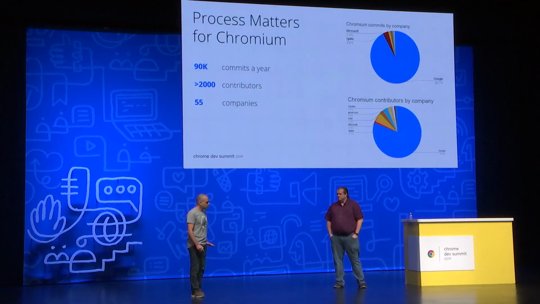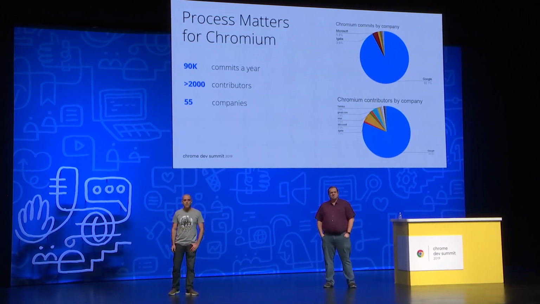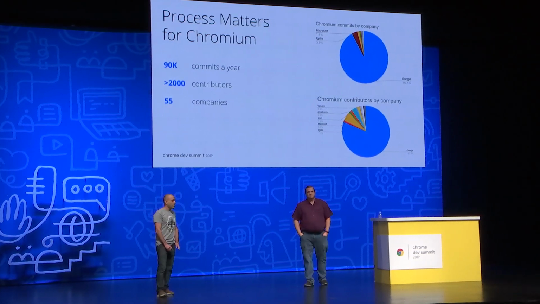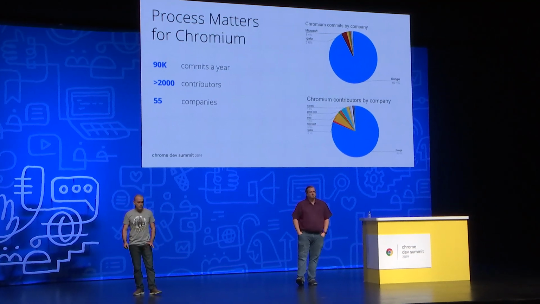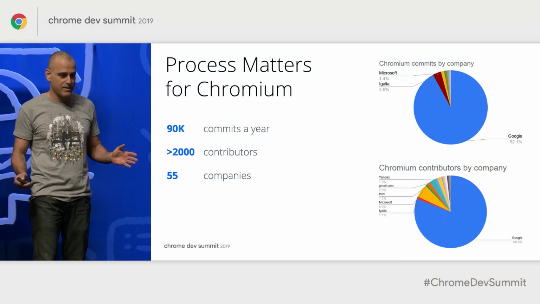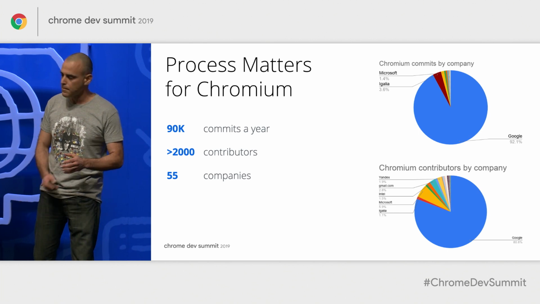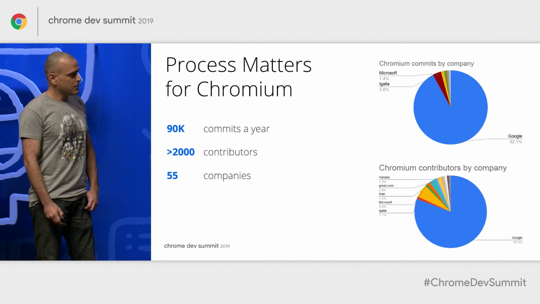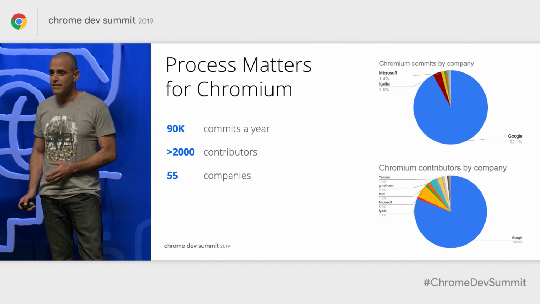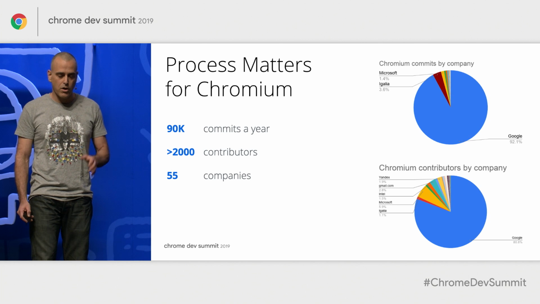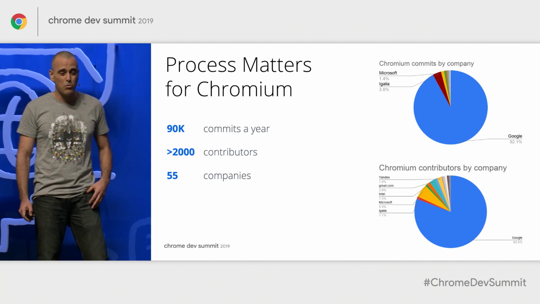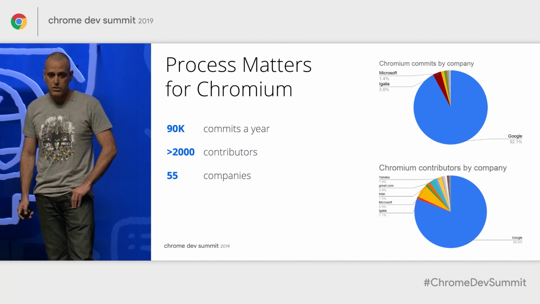Coordinating humans is hard. Chromium is a huge open source project that's seeing 90,000 commits a year from over 2,000 different contributors working for 55 different companies, potentially with multiple organizations inside of each company. And each one of those parties has slightly different interests. It's also important to recognize that a lot of those contributions are coming from Google employees, but non-Google contributors are almost 20% of that pie chart.